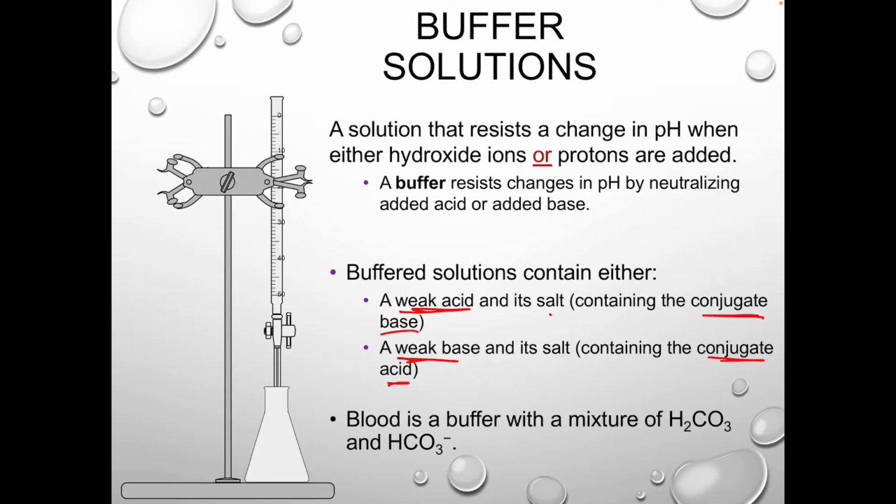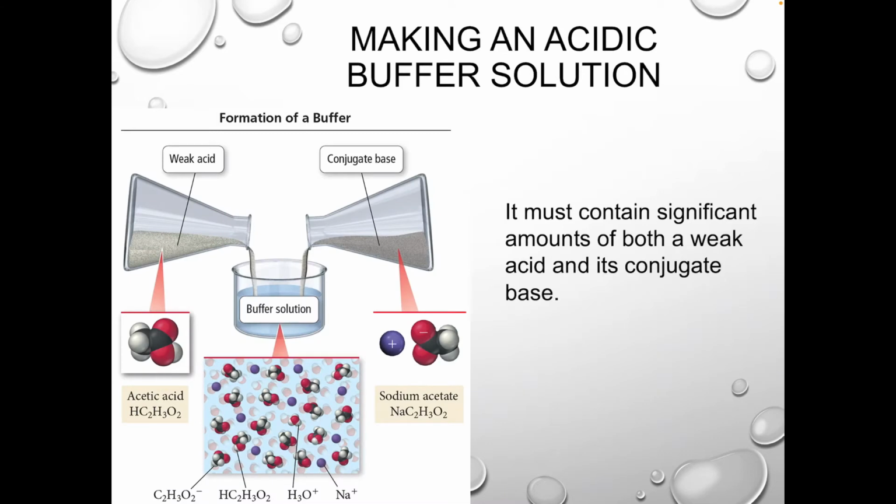Like I was saying, your blood is a buffer. It's a mixture of carbonic acid and bicarbonate, and it works to keep your body at approximately the same pH all the time. So the way that we would make a buffer is we would put in a weak acid and the conjugate base. It has to have both of those things in order to be considered a buffer.